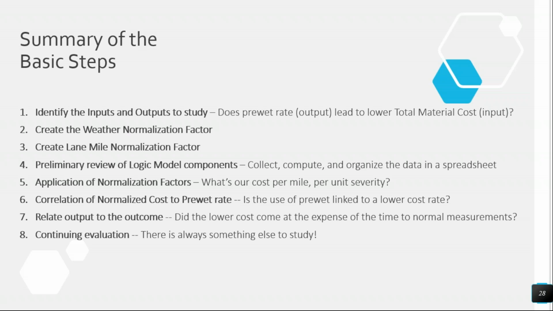I'm going to apply a correlation. Is the use of pre-wet at all linked to a lower cost outcome? Do they step together, or is there no pattern? And then I'm going to take a look at the outcome. As number 6 looks at cost, I'm going to look at outcome in number 7 and say, did the lower cost, or a cost change, or just the practice change, did any of that come at the expense of the final outcome? And then finally, the continuing evaluation step.